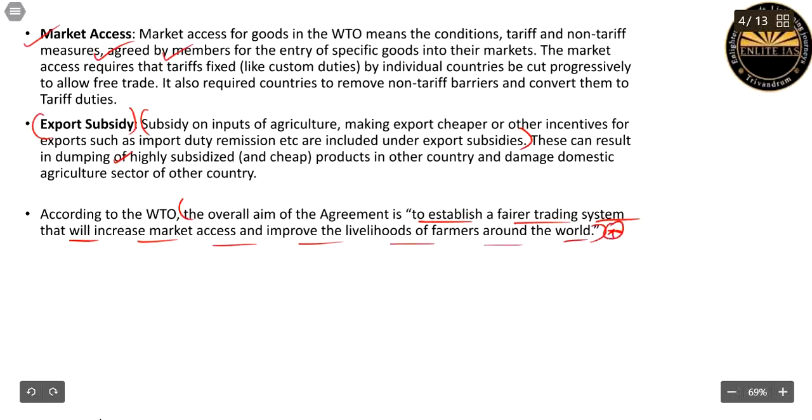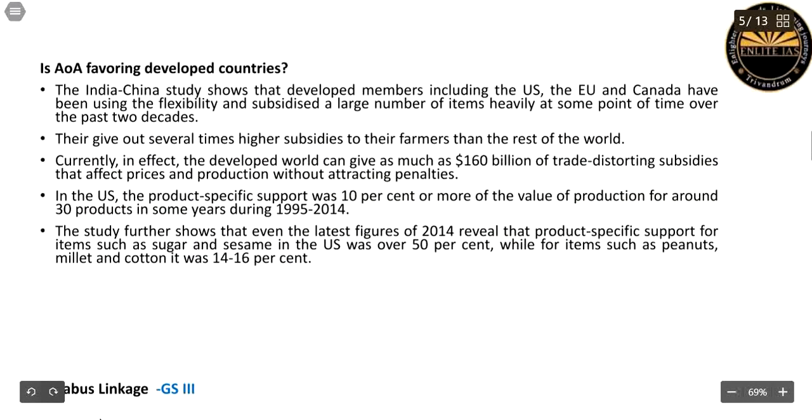So next is the Agreement on Agriculture favoring developed countries, as said by the Commerce Minister. First of all, there was a study conducted jointly by India and China, which shows that developed members including the US, EU and Canada have been using the flexibility and subsidized a large number of items heavily at some point of time over the past 2 decades.